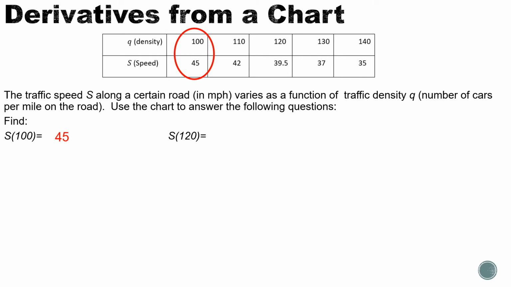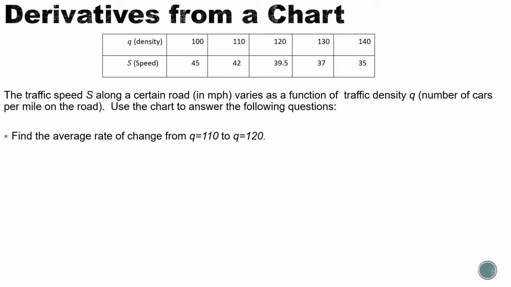All right, the second one says S of 120. So I find 120 on my chart. And then I locate my S value, which is 39.5. All right, and again, that's miles per hour.